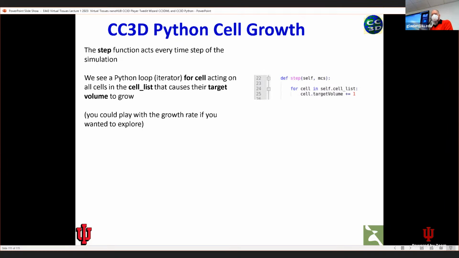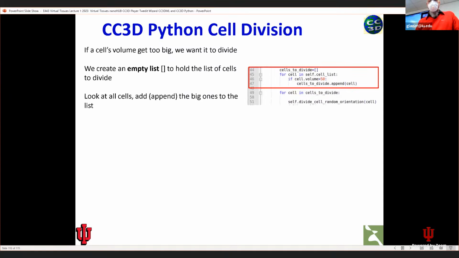Then in the step function, we're going to say our cells grow. For cell in self.cell list, cell.target volume plus equals 1. Plus equals adds 1 to them, instead of saying cell.target volume equals cell.target volume plus 1. And you could play with that.